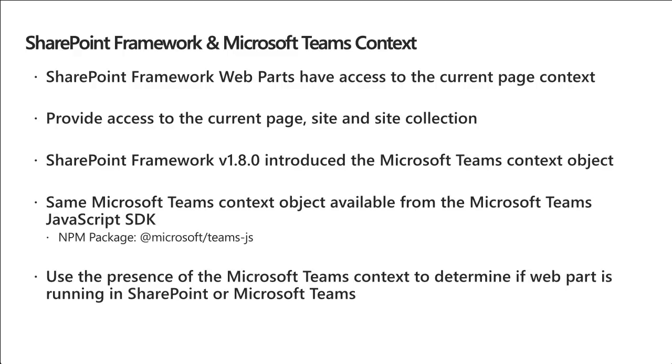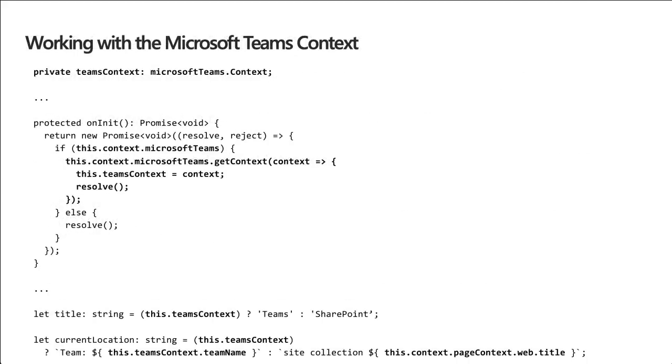Use the presence of the Microsoft Teams context to determine if your SharePoint Framework web part is running in SharePoint or in Microsoft Teams. If the context comes back as undefined, you're in SharePoint. If it comes back populated, you're in Microsoft Teams. So here's a little code snippet of how this would work.